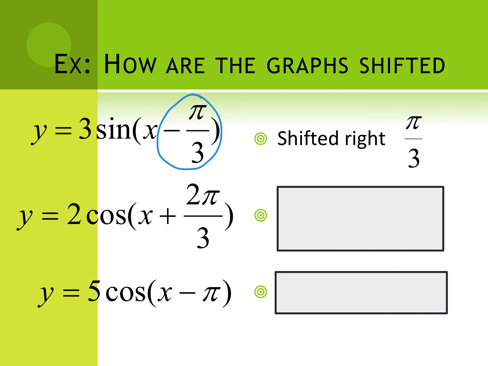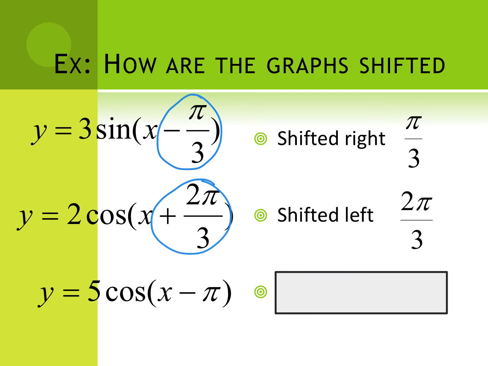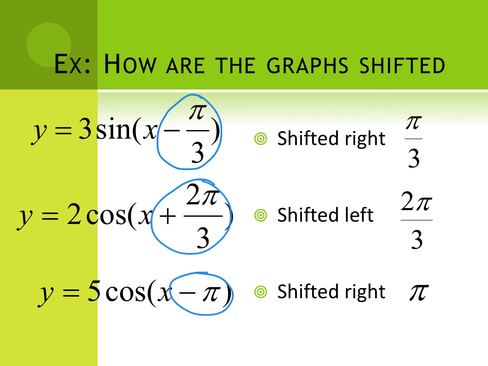If instead, for our second example, we have something that is being added, as we see we're adding 2 pi over 3, then that's going to be a shift to the left by 2 pi over 3. And then for our last example, we are subtracting pi. Again, when you're subtracting a value, that's going to be a shift to the right. So this time we're going to be shifting to the right pi units.